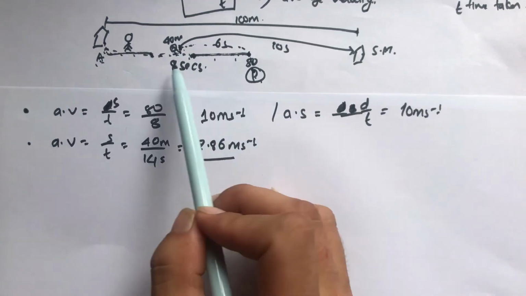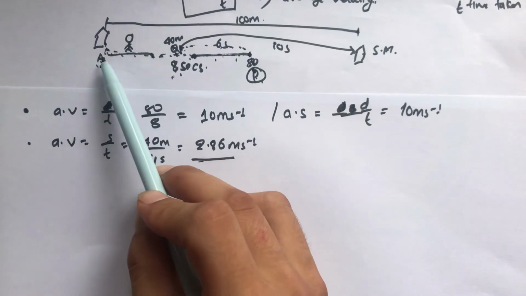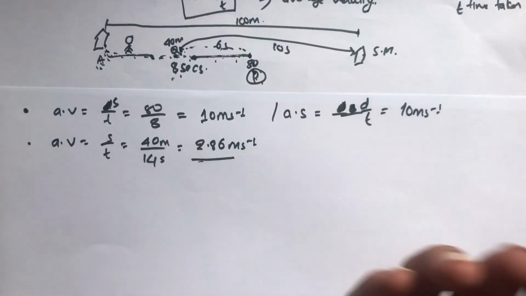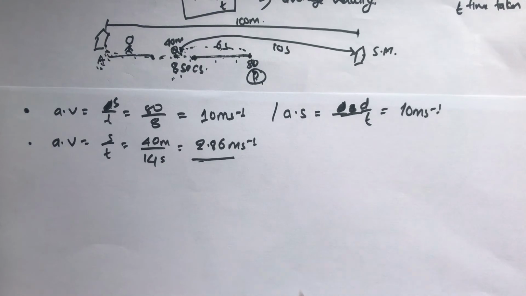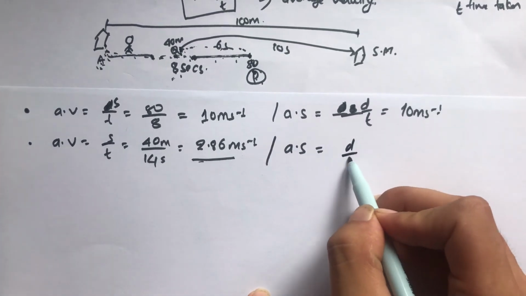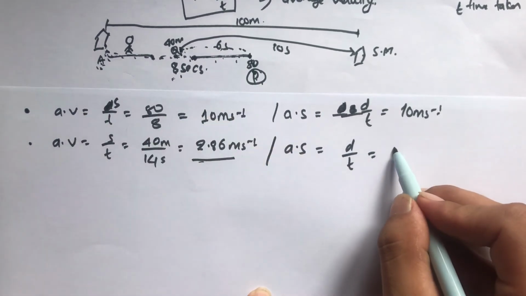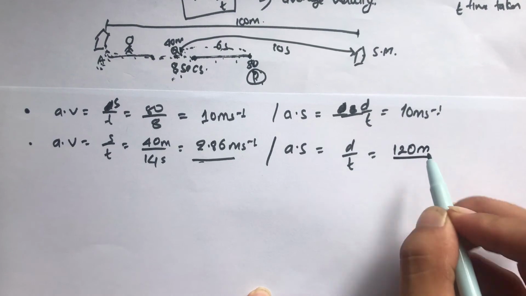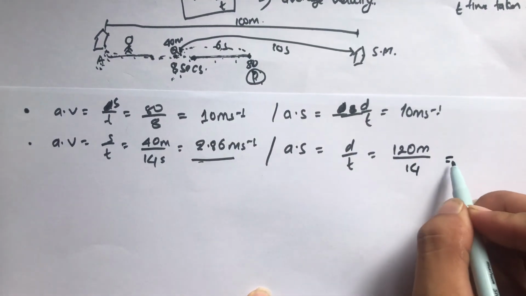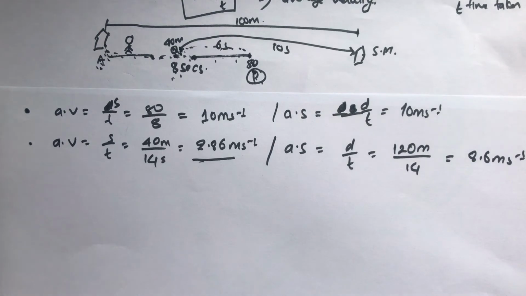We only know that he took 14 seconds to reach point Q from point A, and the displacement from point A to point Q is 40 meters. And here average speed will be different. Average speed will be distance over time taken. Total distance he has traveled will be 80 plus 40, which is 120 meters, and he took a time of 14 seconds, 8.6 meters per second. As you can see, his average speed here is higher than his average velocity.